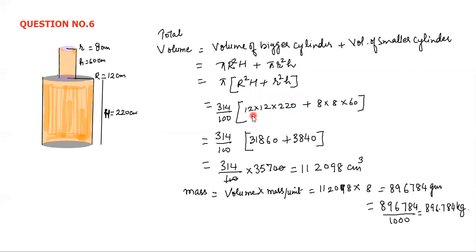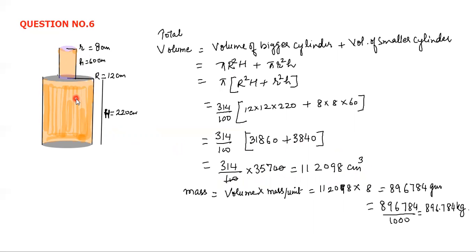Now fill the value. So this is 12 into 12 into 220, and small r is given equal to 8, so this is 8 into 8 into the height, which is 60. When you multiply, you will get 31,680 and you will multiply this, you will get 3,840. And value of pi in this question is given as 3.14. Remove the decimal, you will get this. When you add the two, you will get 35,520. Cancel these two zeros and multiply, you will get this much centimeter cube as the volume of this solid.